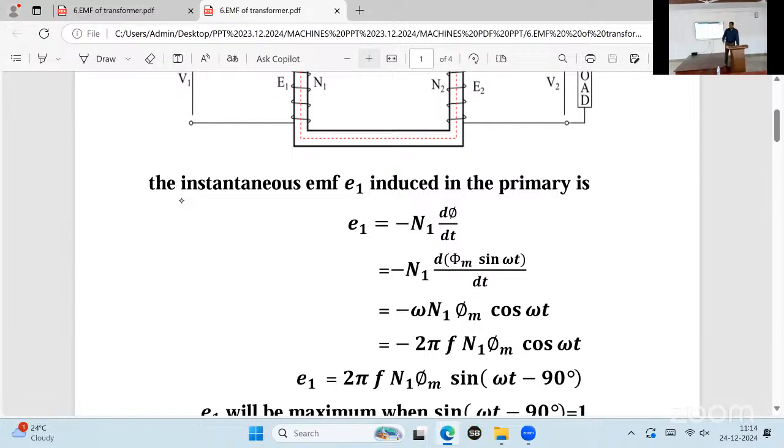Clear? What is required first to derive the equation? First one, phi is equal to phi m sin omega t. Second one, Faraday's second law. The formula is minus N1 into d phi by dt. Now what is phi? Phi m sin omega t. Now do the derivation. What is omega? 2 pi f. Now convert cos to sine. Why are we converting? Because our discussion is sine wave. So convert into sine. Minus cos omega t gives the result sine omega t minus 90.